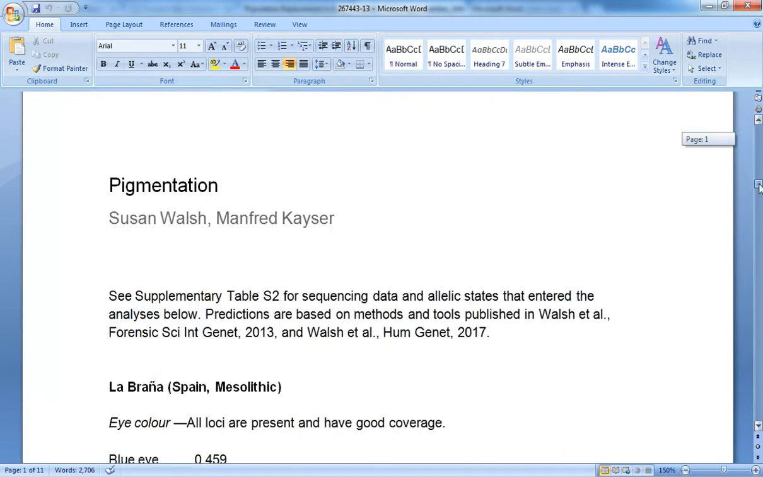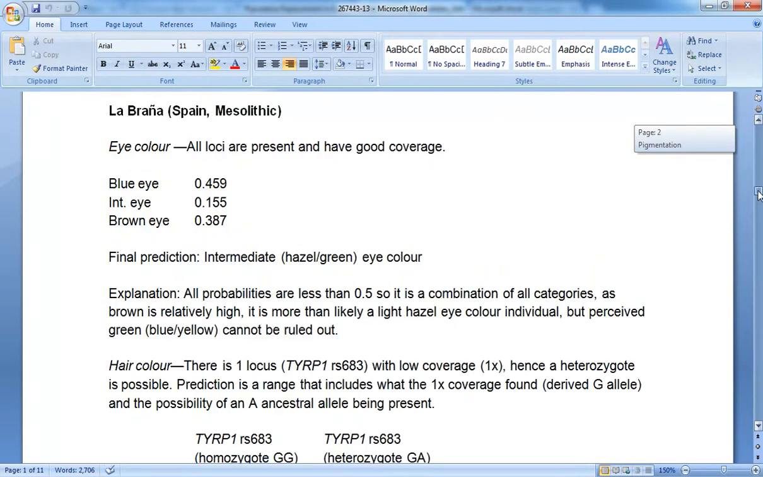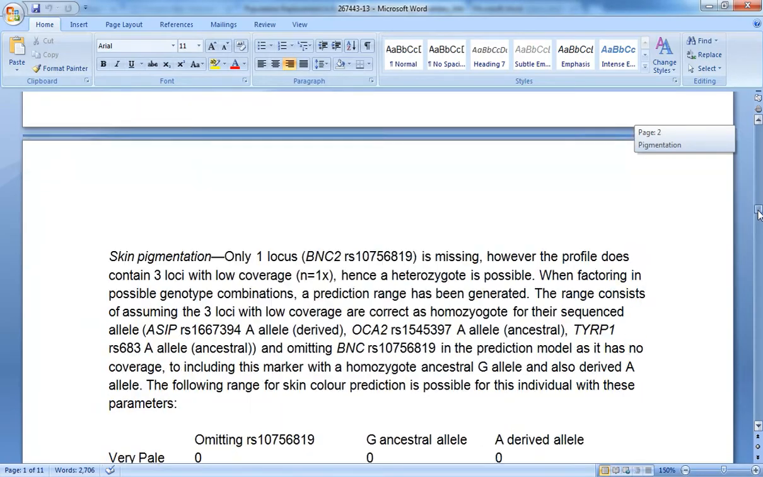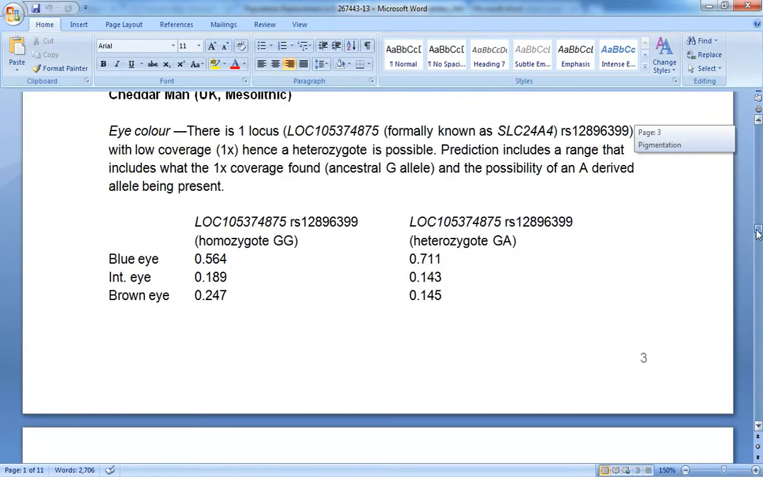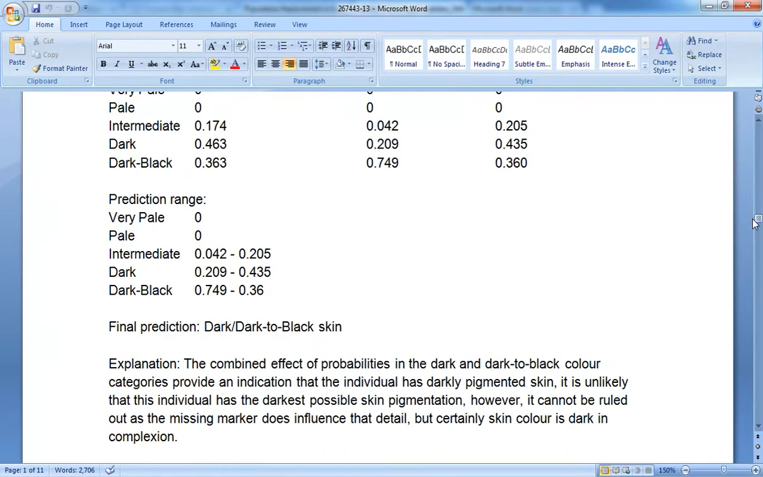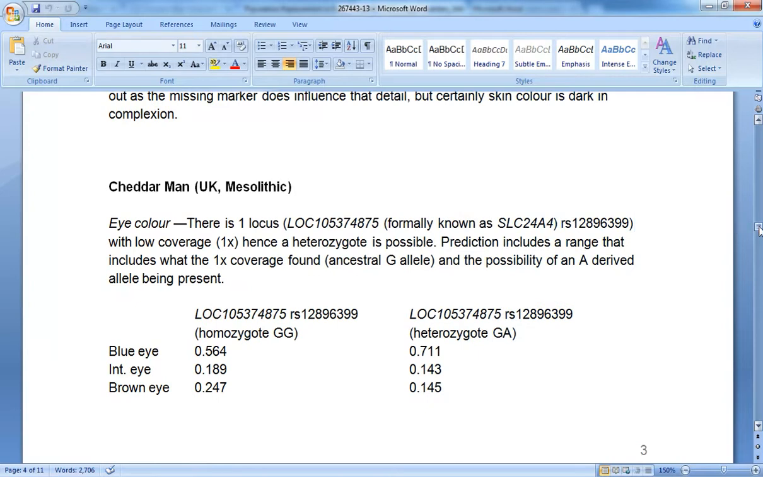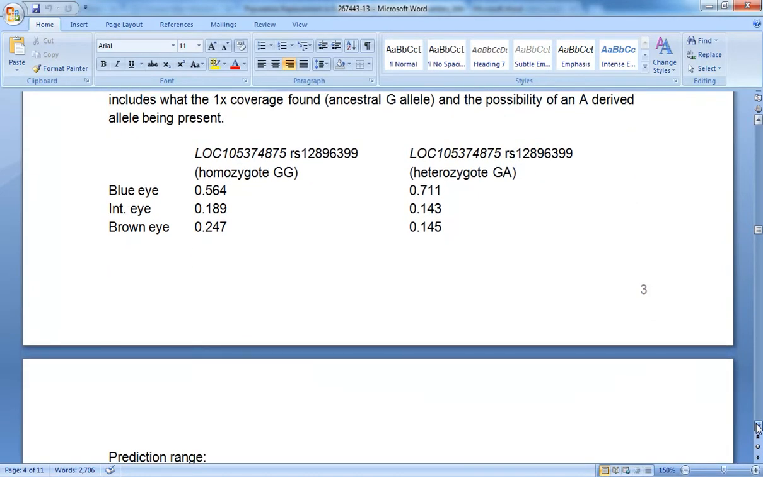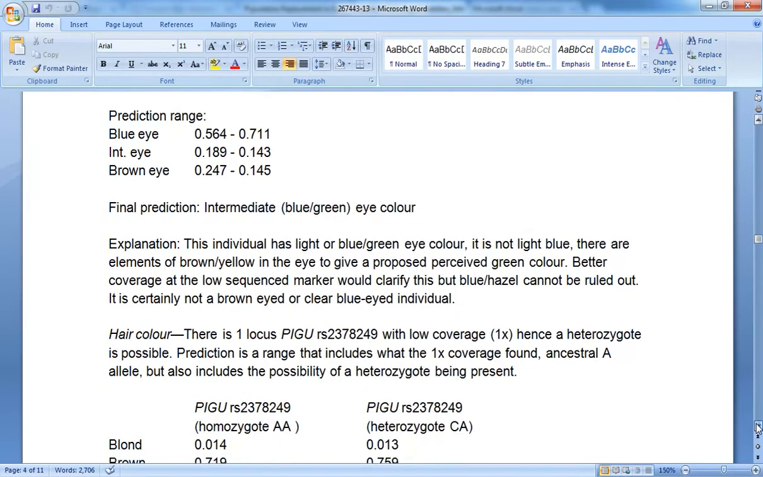So here's Labraña, which is the guy from Spain. I think I talked about him in one of my previous videos. But let's get to Cheddar Man. One of the things you might already be seeing here is that we're seeing some ranges in the percentages, and I'm going to show you why there are those ranges. So here's Cheddar Man, the UK Mesolithic man.